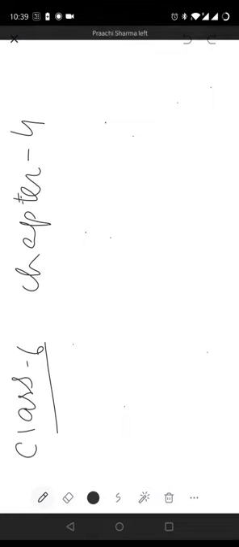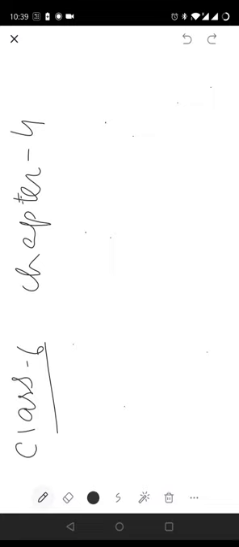Page number 12. We use which for non-living things and for tiny living things. Tiny is small, very small.